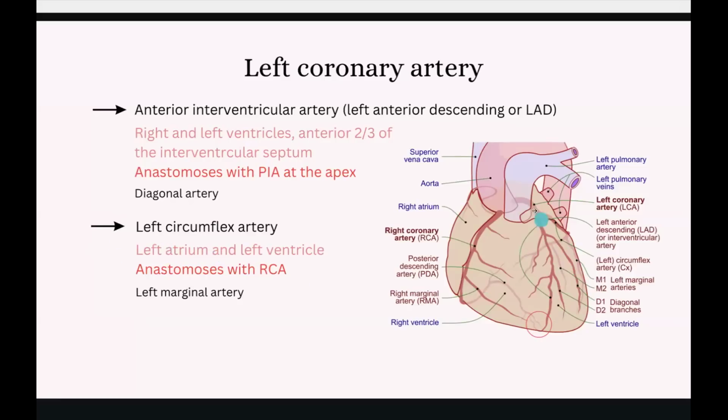So the left circumflex supplies the left atrium and ventricle. And it mostly goes posteriorly. So it comes off anteriorly and then it goes posteriorly, continues. And it anastomoses with the right coronary artery posteriorly. Also, I'll show you that. And it gives off a left marginal artery. Okay, so over here you can see the marginal arteries. These are coming off and back.